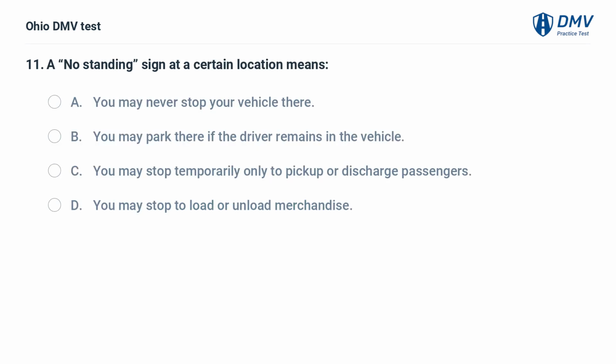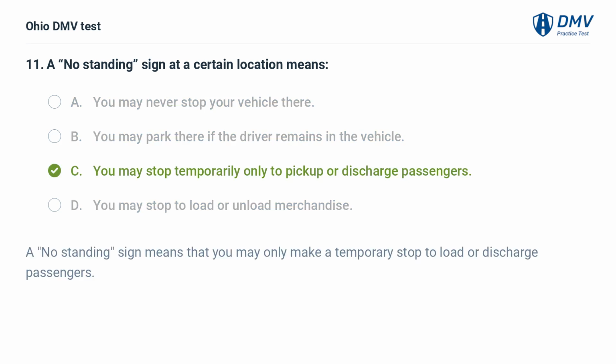A no standing sign at a certain location means A. You may never stop your vehicle there. B. You may park there if the driver remains in the vehicle. C. You may stop temporarily only to pick up or discharge passengers. D. You may stop to load or unload merchandise.